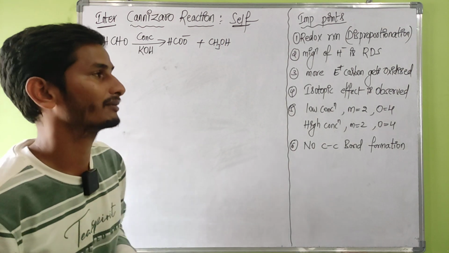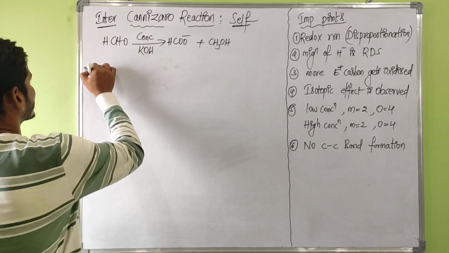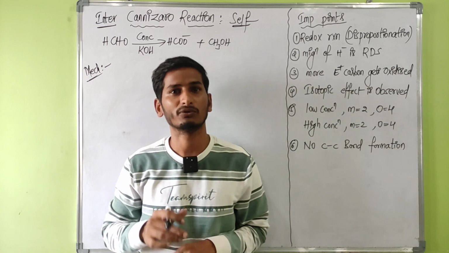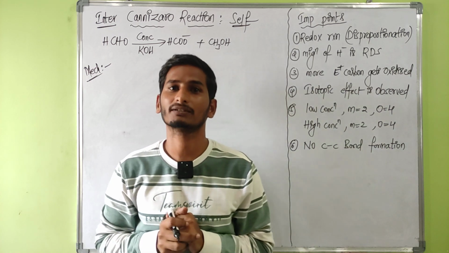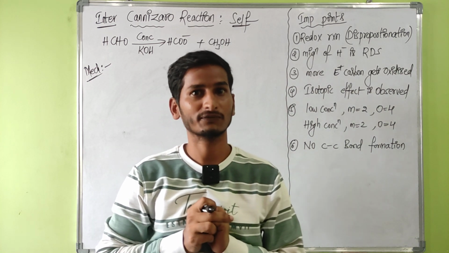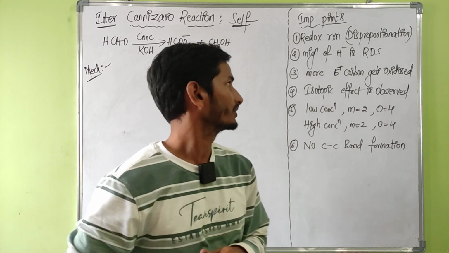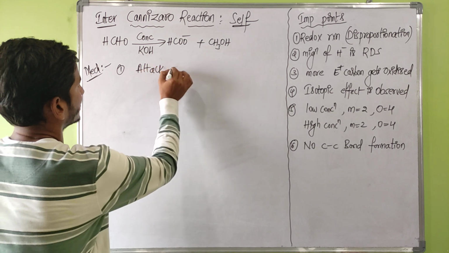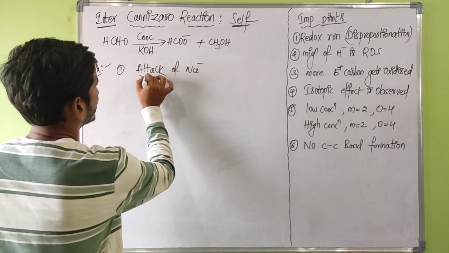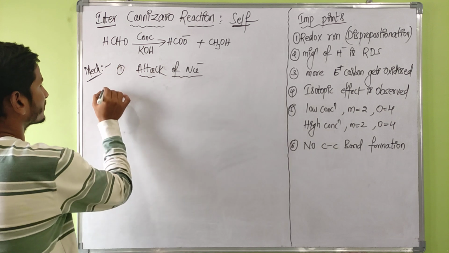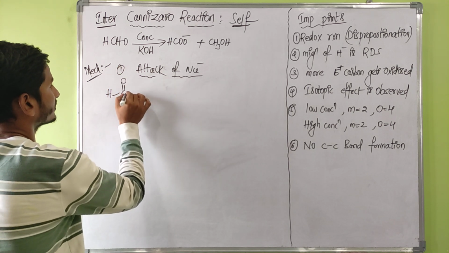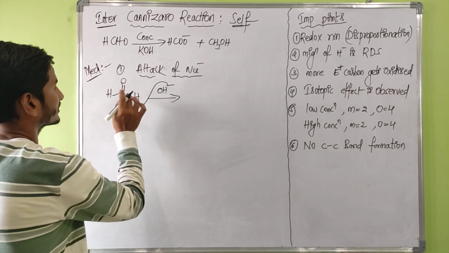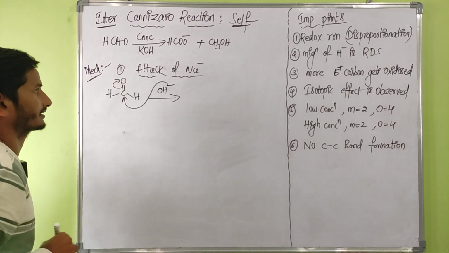Now let us understand the mechanism so that we can understand how we got these products. The mechanism is very important. Once you are an expert in the mechanism, then no one can stop you from solving the questions from this particular concept. Coming to the first step, attack of nucleophile. I am taking one of the molecules like this. Now the base comes and attacks the carbon, and the pi electrons shift like that.